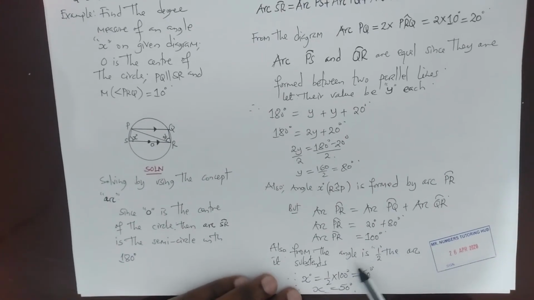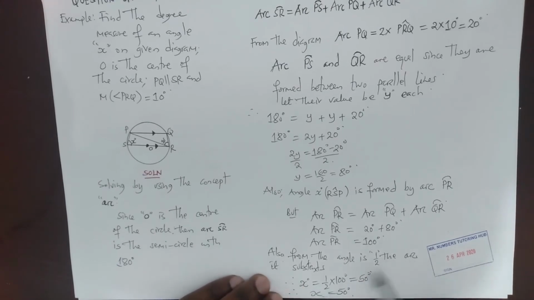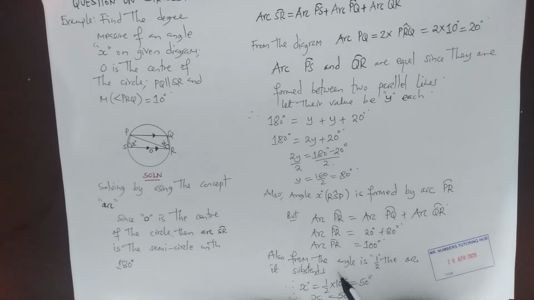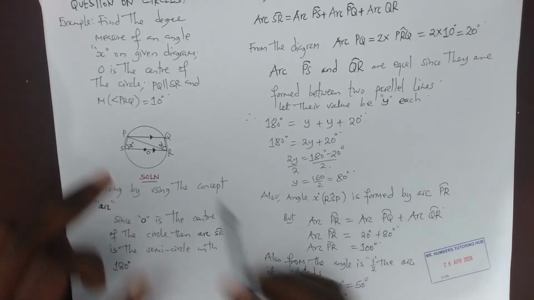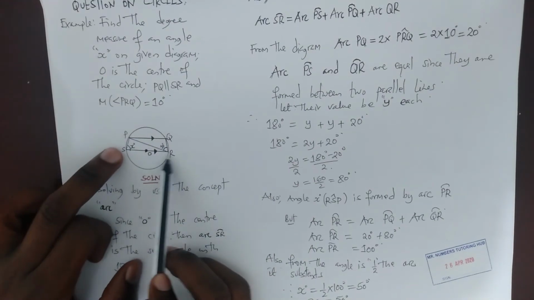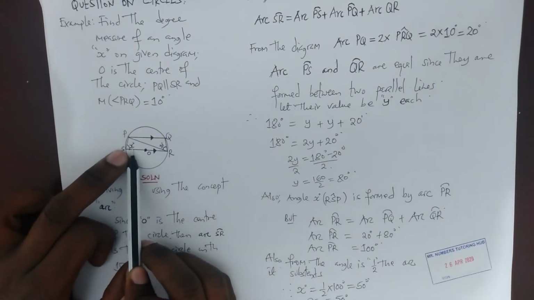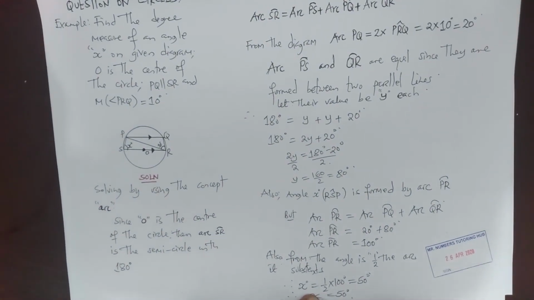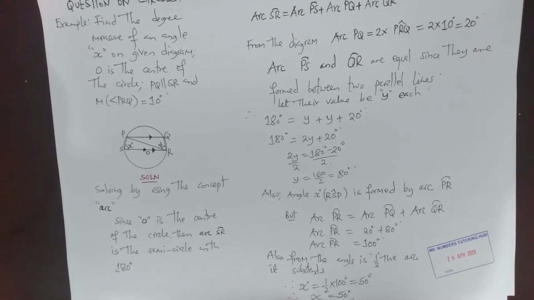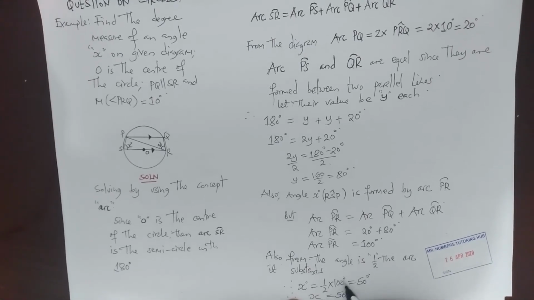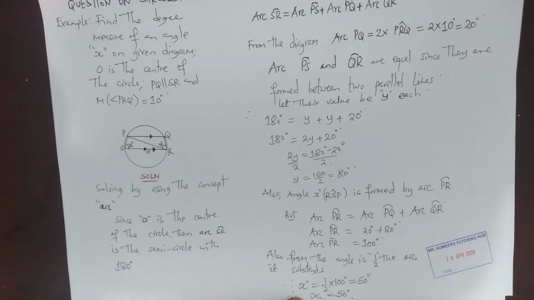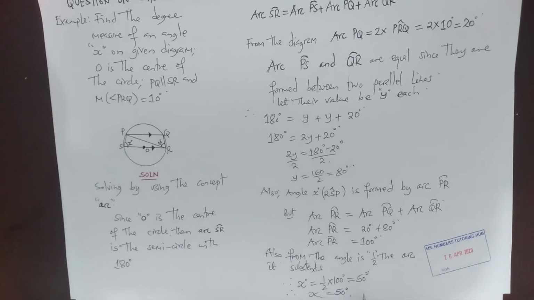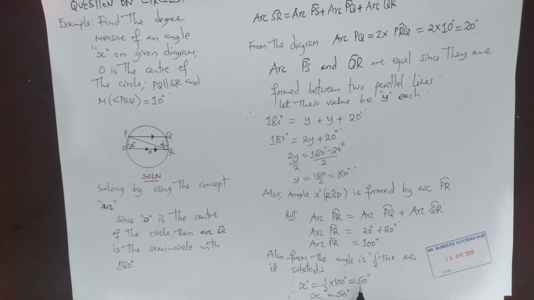From the concept that the angle is half the arc that subtends it, arc PR is subtended by the angle x. Therefore, half of the value of the arc that subtends a certain angle is equal to that angle. So x equals half of 100, which is equal to 50. Therefore, the value of x is 50 degrees. This is how to solve this kind of question by using what is known as the arc concept.